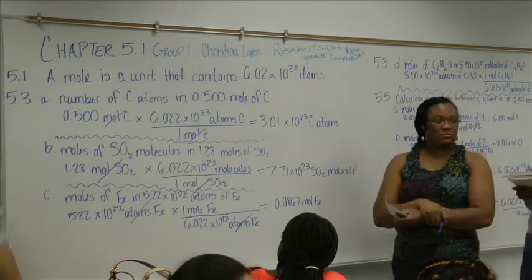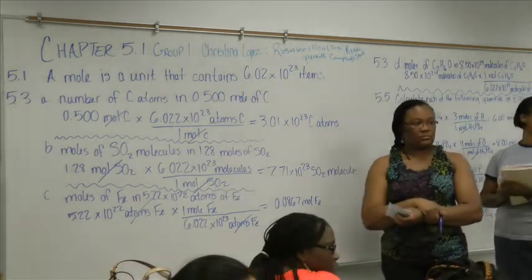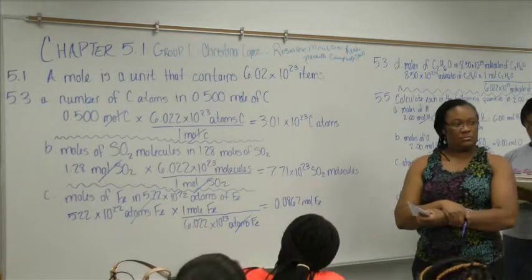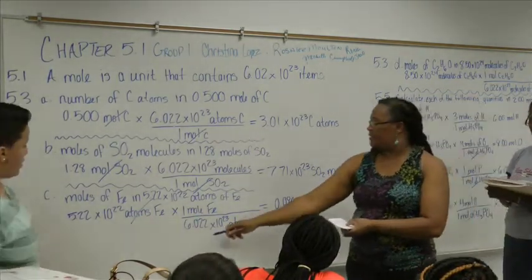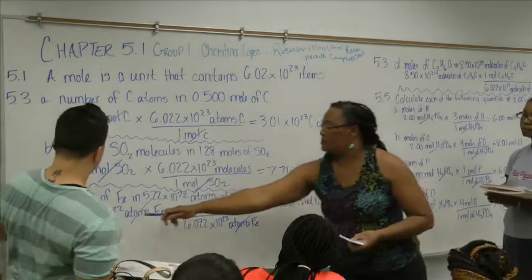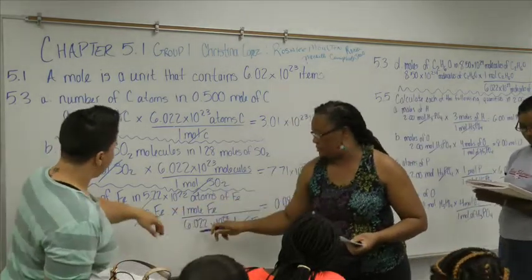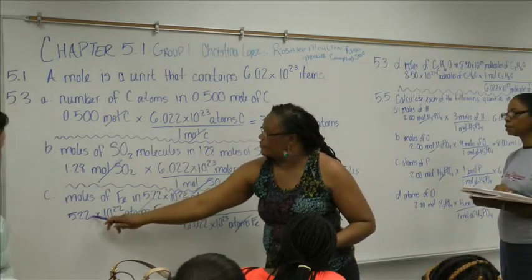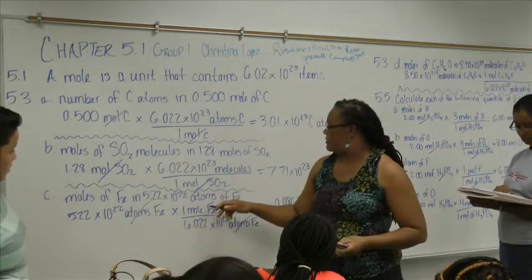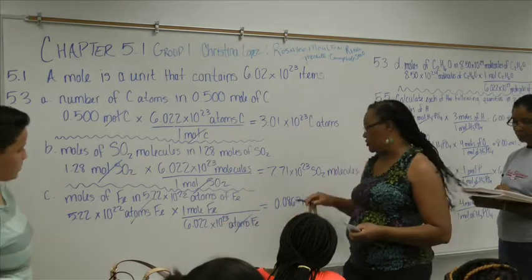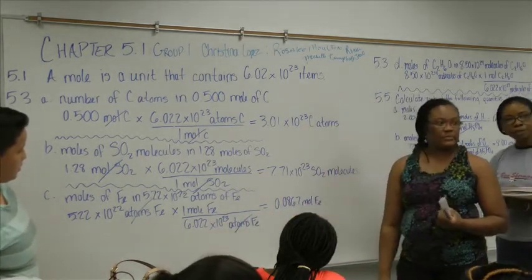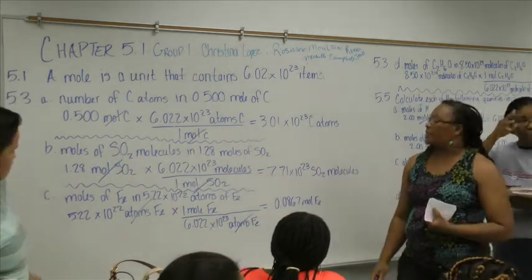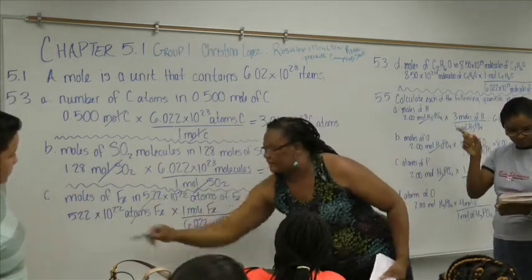Can I ask a question? Okay, go ahead. What did you do to calculate the moles of iron? Oh, we're given this one in the problem. So it's 5.22 times 10 to the 22nd, you multiply that by 1 mole and then you divide it by this, and you should get that. I remember to keep it in three significant figures.